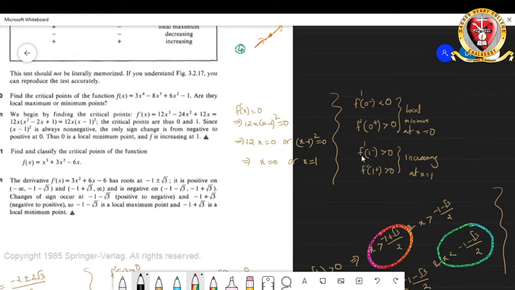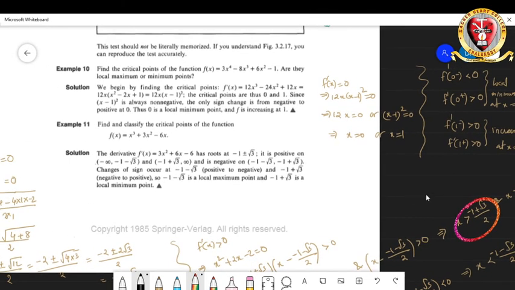Now if we take points to the left of 1, just think about points which are in between 0 and 1, they are strictly greater than 0, not taking 0. And also, if you take points after 1, f dash of 1 plus will be strictly greater than 0. That means the function is increasing at x is equal to 1 by the critical point test. So that's how we end up with example 10.